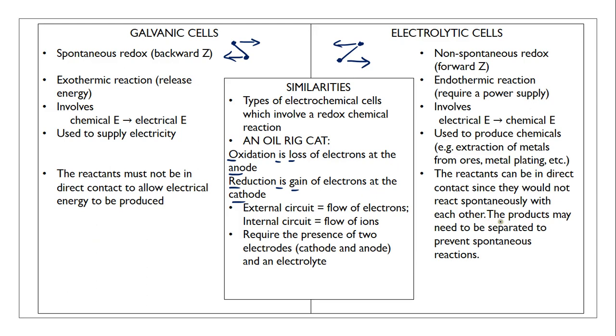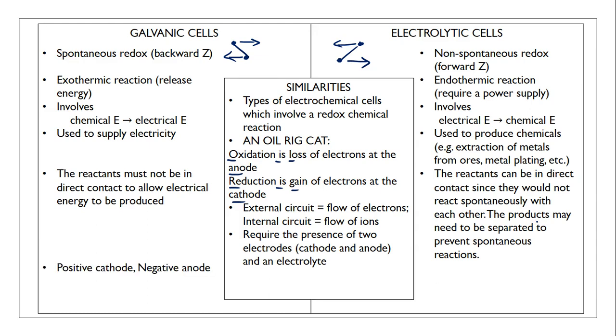I do, however, want to highlight that you sometimes may have to separate the products of electrolysis, because the products of electrolysis could potentially react spontaneously with each other. But we are going to talk about this point later on when we look at some specific examples of electrolytic cells. The reactants don't have to be separated because they don't react spontaneously with each other.